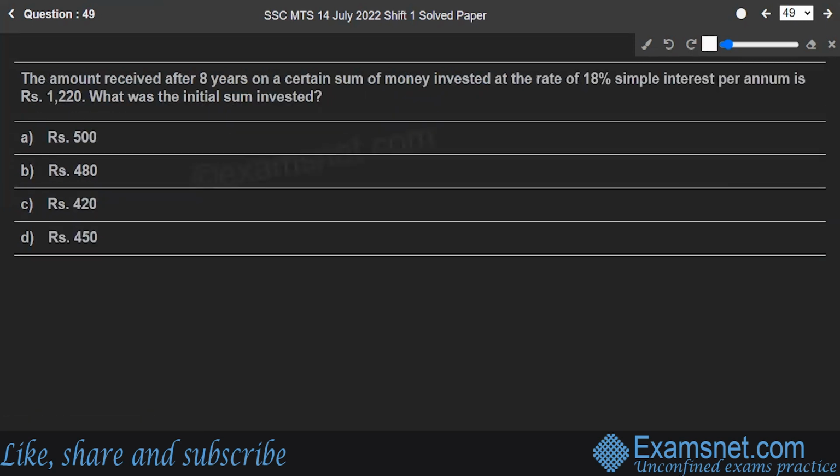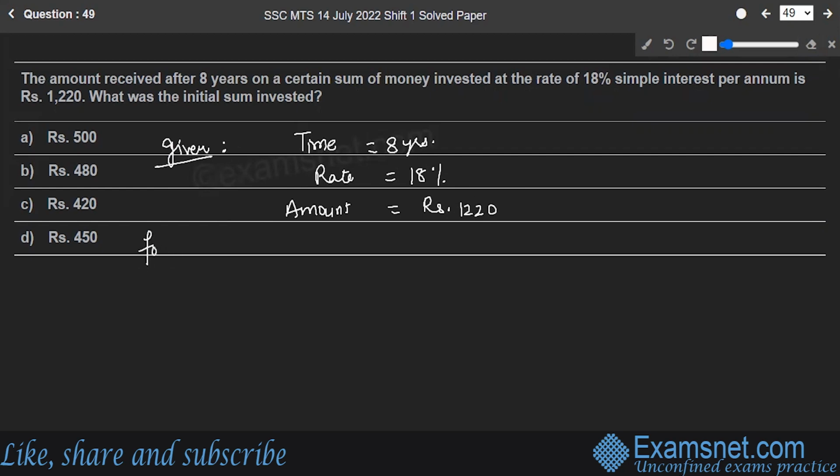The amount received after 8 years on a certain sum of money invested at the rate of 18% simple interest per annum is 1220. What is the initial sum invested? So let's write down what is given. Time is 8 years, rate 18%. The amount received after 8 years is rupees 1220, right? These things are given to us.